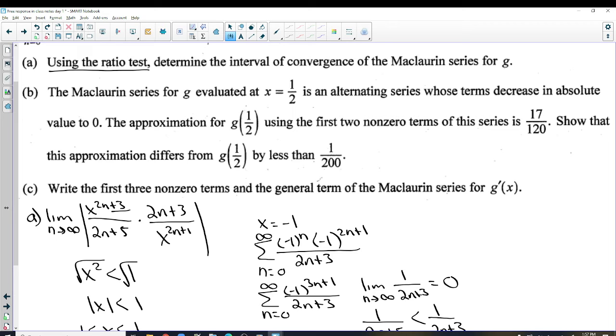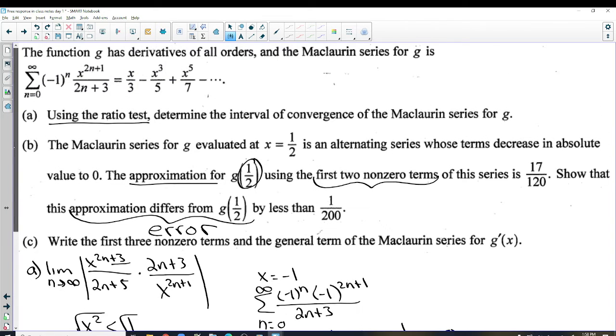Sounds like a lot of you are on the right track, which is good. The first sentence says that this is a convergent series. That's all it says. What I really need to know is that the approximation that we used, at 1/2, is the first two non-zero terms. That's what I need to know. And the approximation differs from the exact, meaning the error. Show that the error is less than 1/200. So that is the value of the first omitted term.